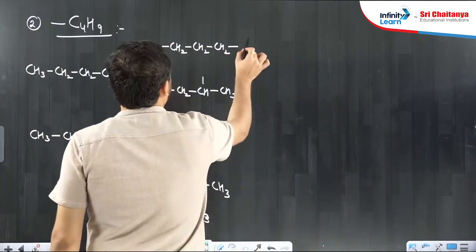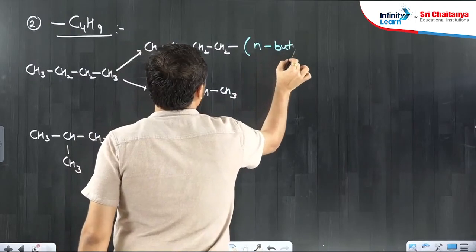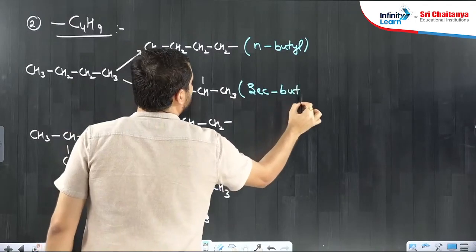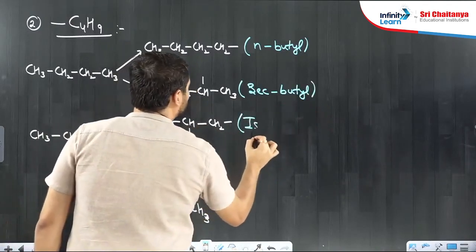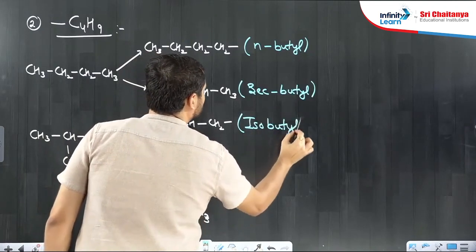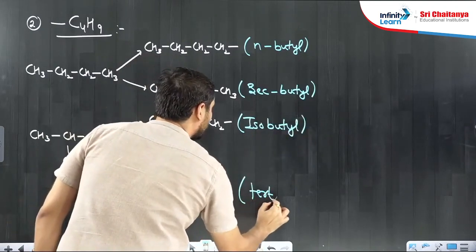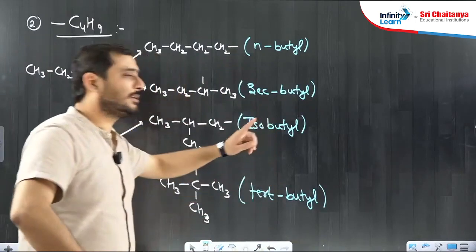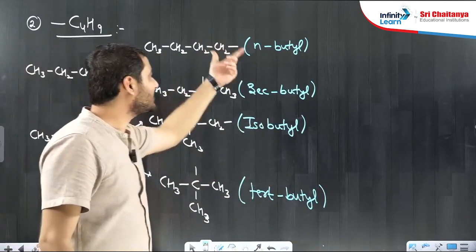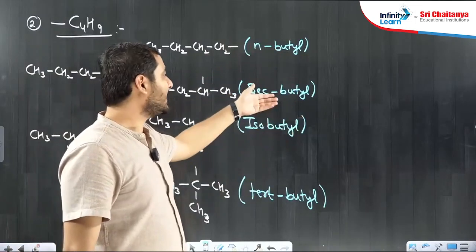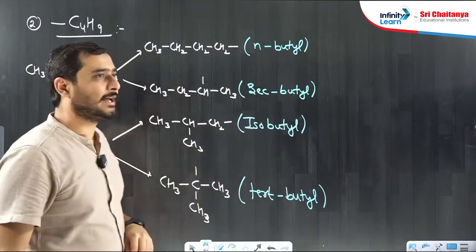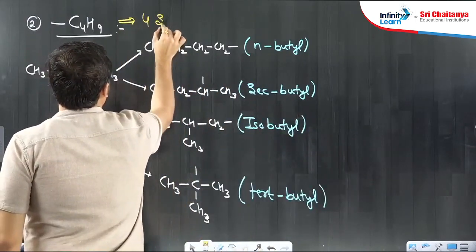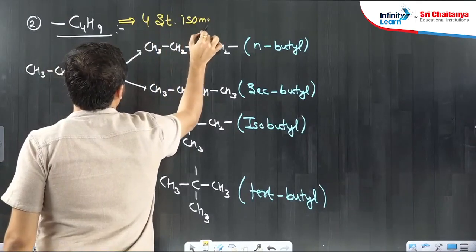And what are their names? This is called normal butyl. This second one is called secondary butyl. Third one is called isobutyl. And this last one is called tertiary butyl. And if you do not remember these common names, you can see last to last lecture, I have written all these common names, how to draw normal butyl, secondary butyl, tertiary butyl and isobutyl. Okay. So total how many isomers are possible for C4H9? 4 structural isomers are possible.